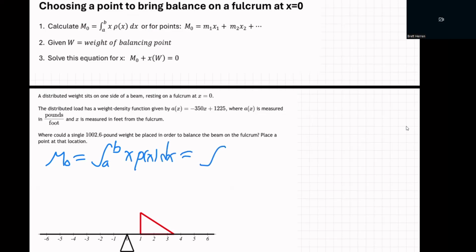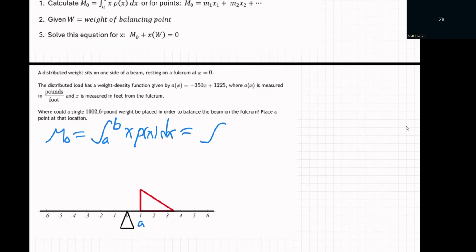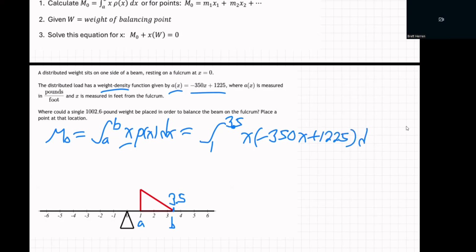So that's going to be the integral from a to b. This is a, this is b, it looks like 3.5. You don't have to guess what that is. It's 3.5 exactly. It's always going to be a whole number or a half on this problem. So it's the integral from 0 to 3.5 of x times this function, which is our weight density function, minus 350x plus 1225 dx. That's going to give us the moment about the origin.